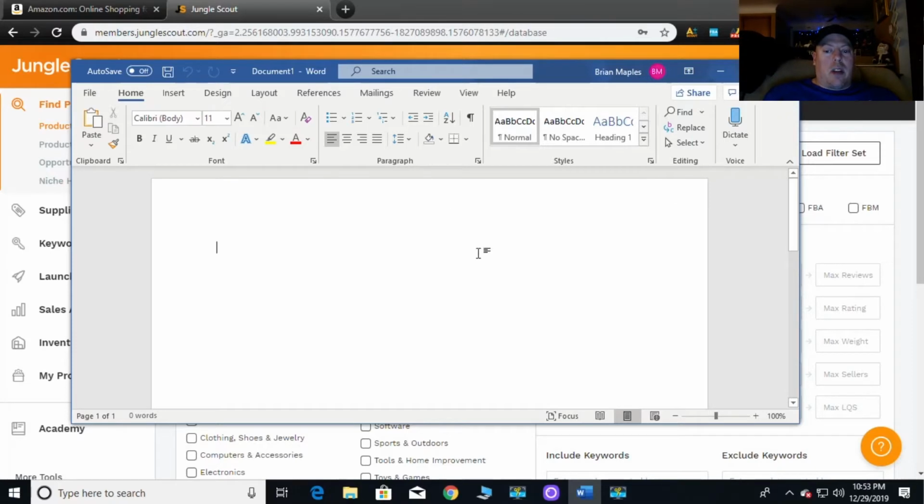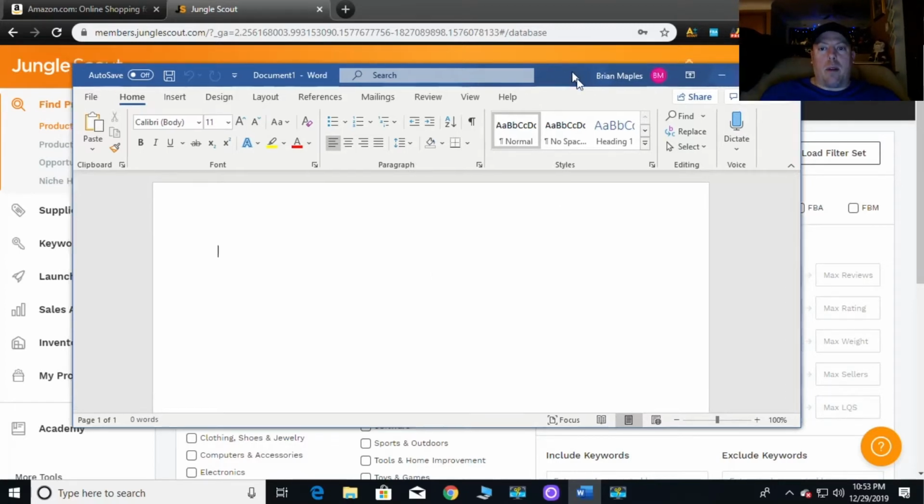First things first. You may see that I have a Word document up here. I have Jungle Scout up here. First thing I'm going to cover is, well, what type of product do we want to pick? Pretty simple, but you need the software to do it. So you're going to need Jungle Scout or Helium 10 to do that. I am going to be using Jungle Scout.